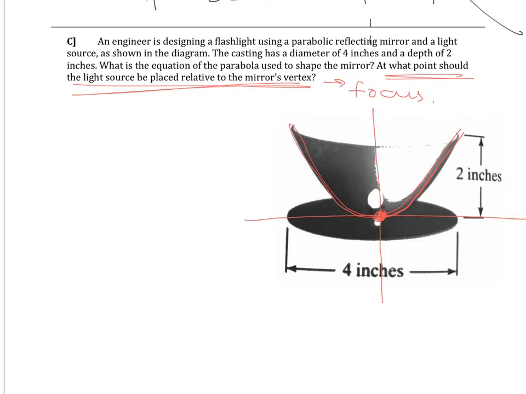Okay? And the important thing to see here, and this is kind of hard to see, is that this is going to be an x squared equals 4py situation, because we're upward facing. So it's an x squared.